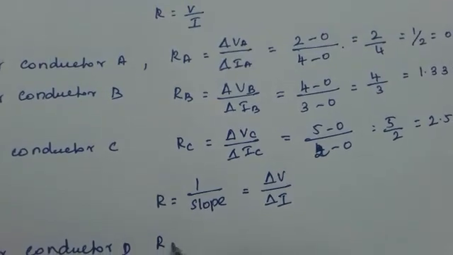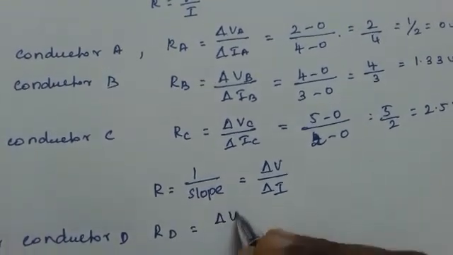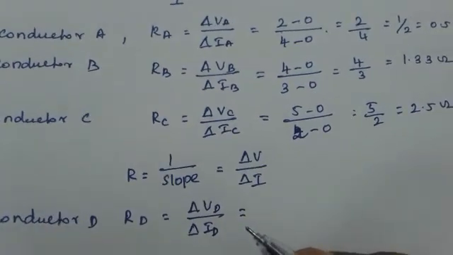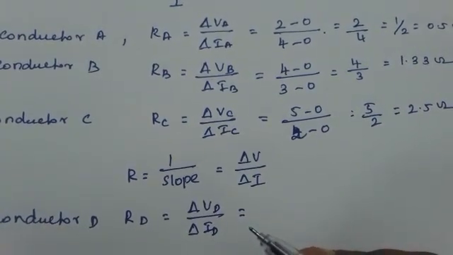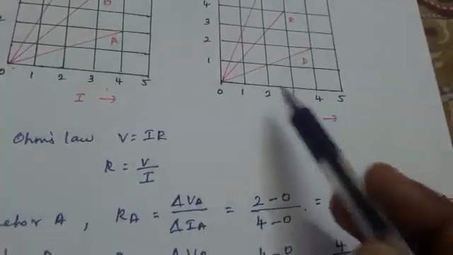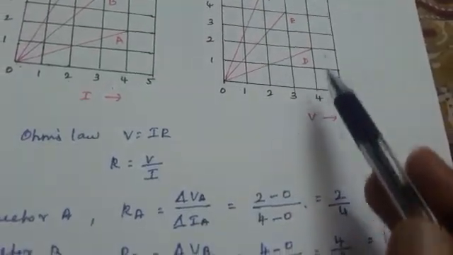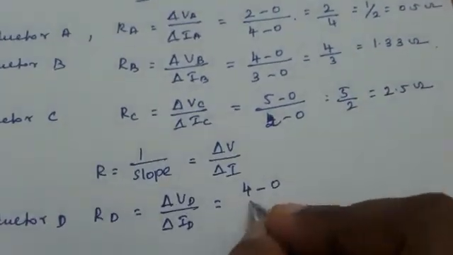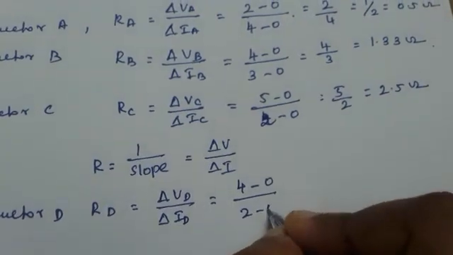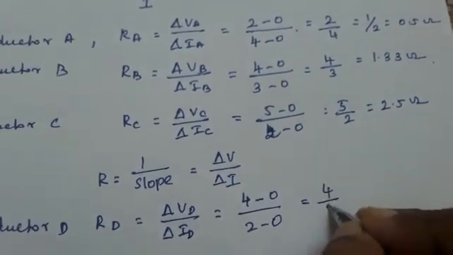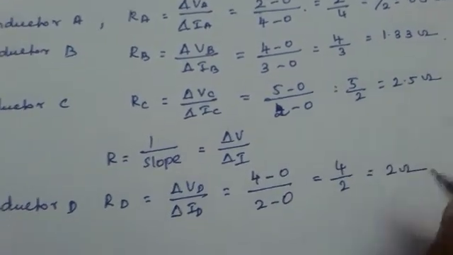So RD is equal to delta VD by delta ID. Now what is your x-axis here? X-axis is 4, y-axis is 2. So it is 4 minus 0 by 2 minus 0. What is 4 by 2? Which is equal to 2 ohm.